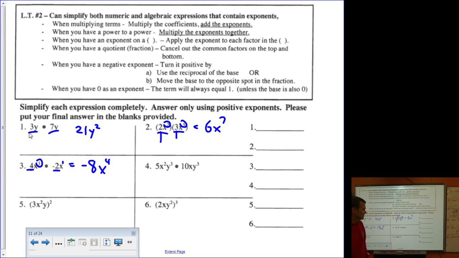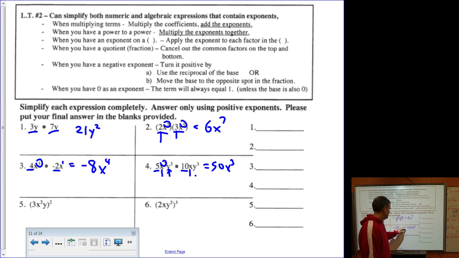Finally, number 4 is another multiplying problem, so I would multiply the coefficients, 5 times 10, and get 50. But I would add up the exponents on the common bases. I'll start with the x's. I have 2x's here and one more x here. That's 3x's multiplied together. And I have 3y's and 3 more y's. That is 6y's. So my answer is 50 x to the third y to the sixth.